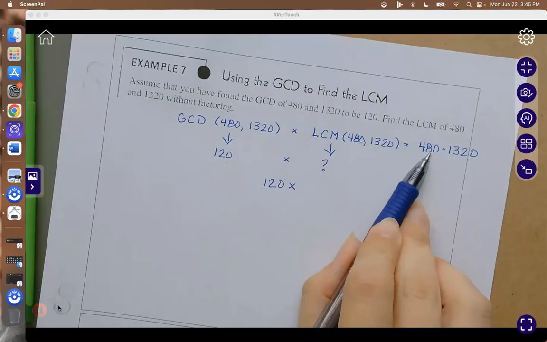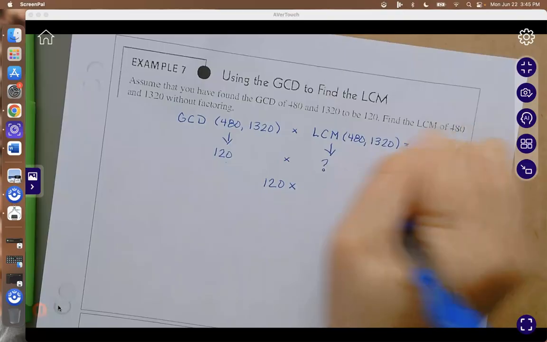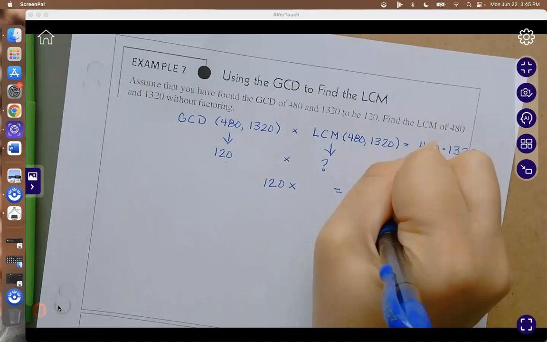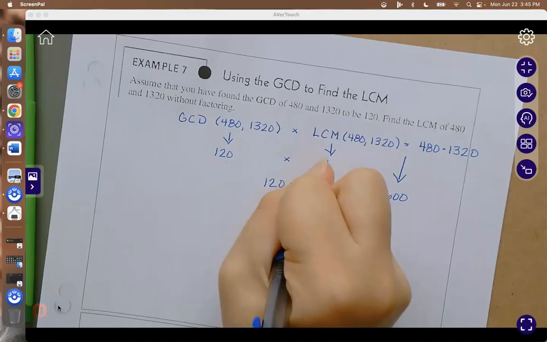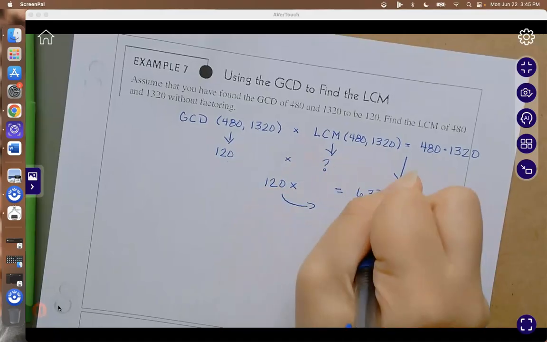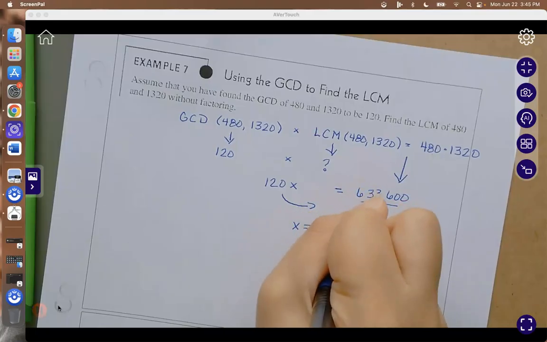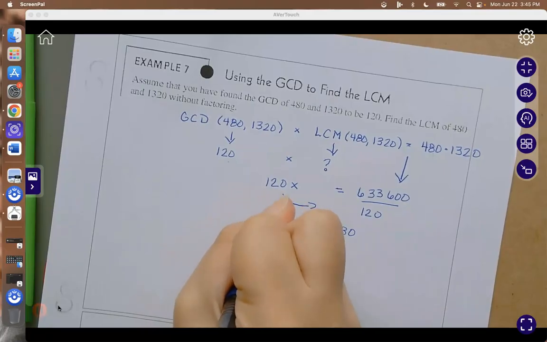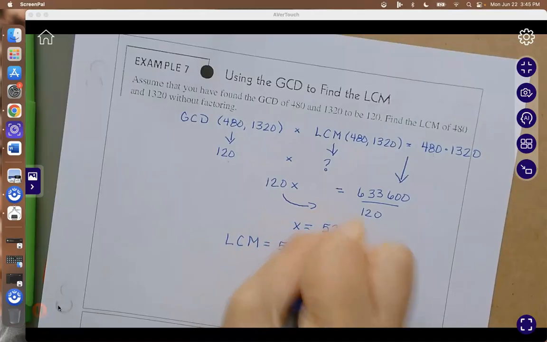We can do 480 times 1320 on our calculator, and that gives us 633,600. So now we divide by 120, and X would be 5280. And just like that, we can find the LCM without having to do all the calculations.